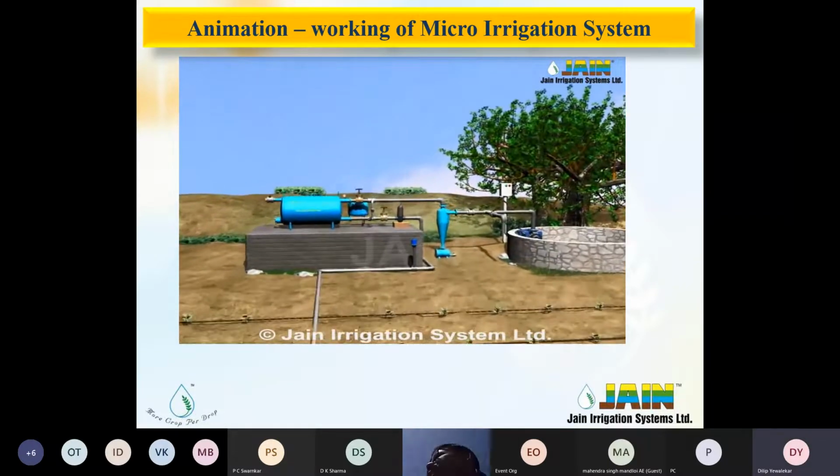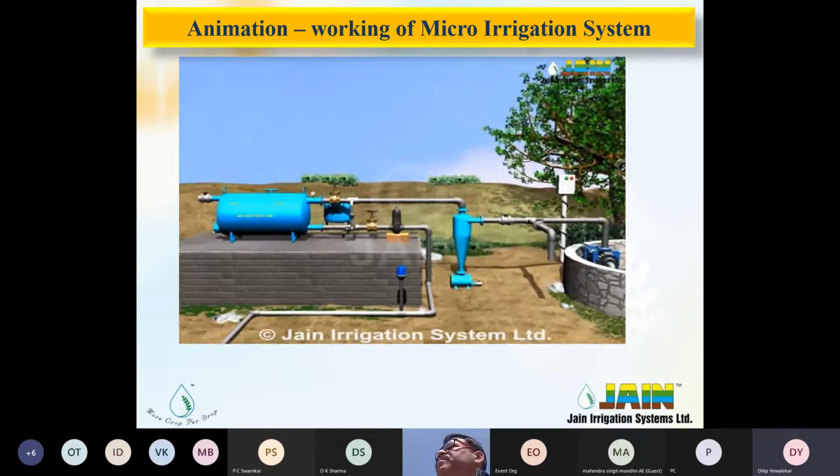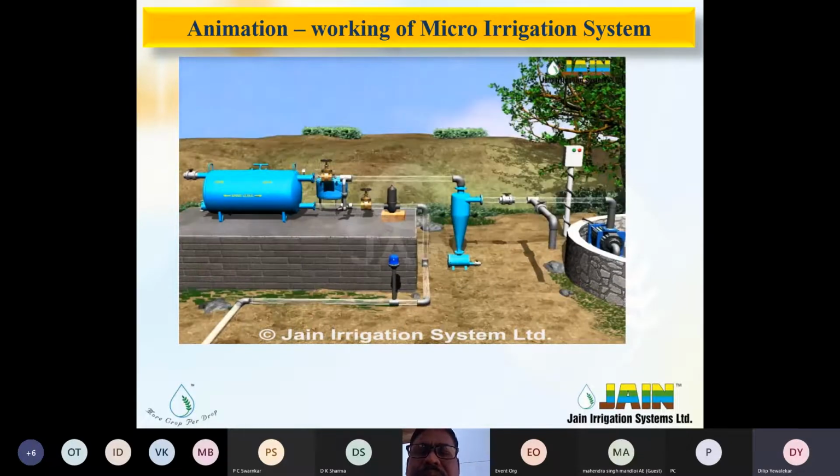So there is a water source. From the water source, water is pumped out with the help of a pump. Then water passes through different kinds of filters. This is a cyclone filter. Then the water passes through a sand media filter, then through a screen filter, and then through the pipeline called the main pipeline. And there are a number of drip lines and submain lines, and there you can inject fertilizer into the drip system with the help of a fertilizer tank or venturi.